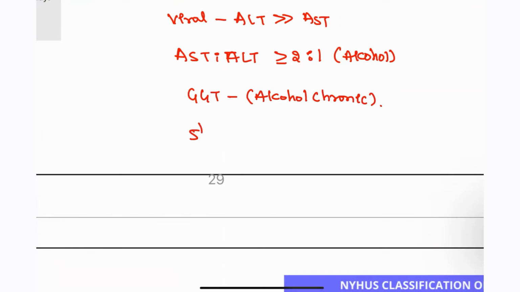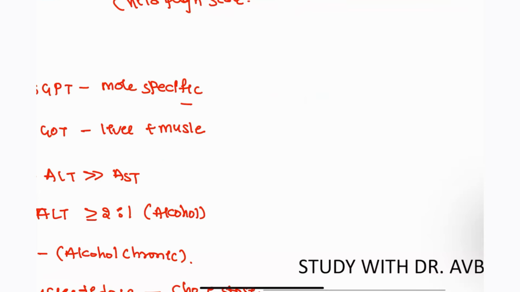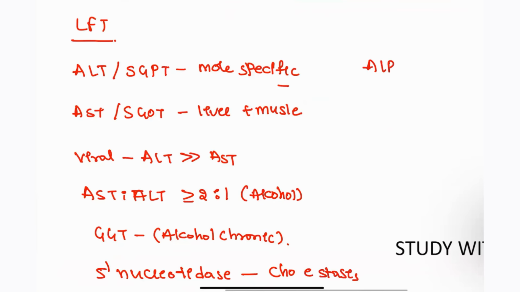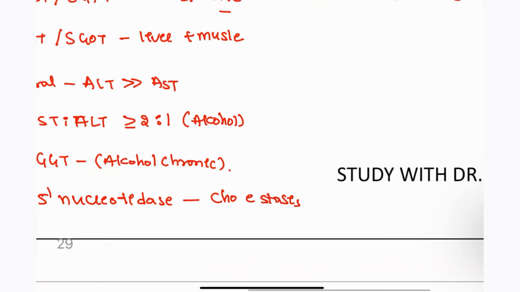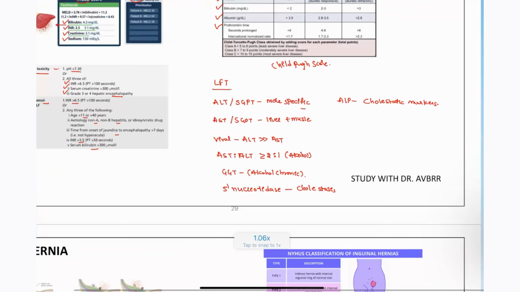Next, you also have 5-nucleotidase. If 5-nucleotidase is positive, this is from cholestasis. Next, ALP, this is also a cholestatic marker. Then serum bilirubin, conjugated and unconjugated, especially for conditions where the patient is supposed to be jaundiced. This is how we are going to see the LFT patterns.